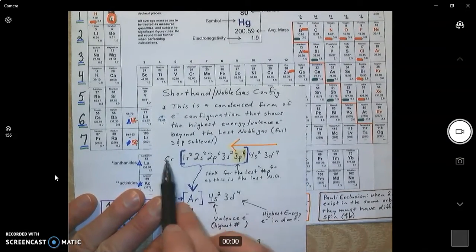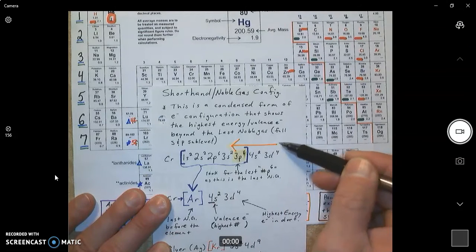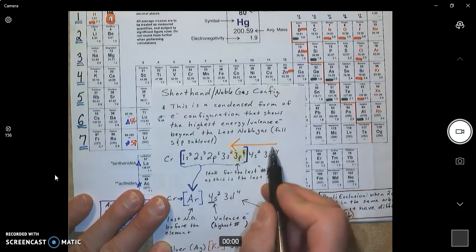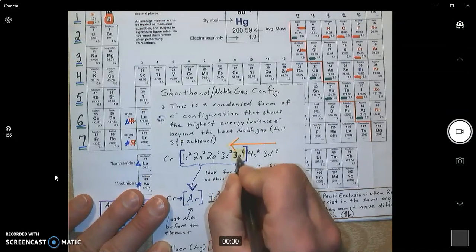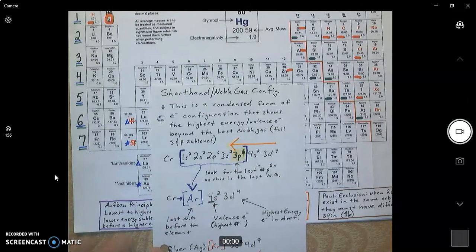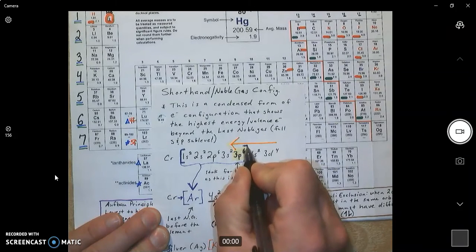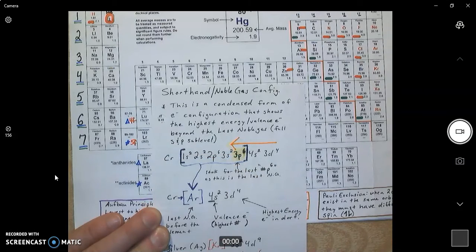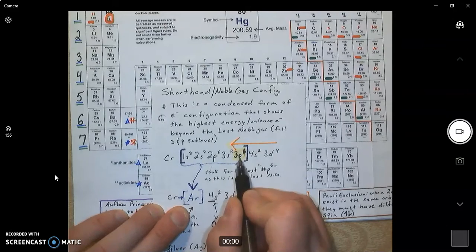First way is write out your full configuration, and then at the end, go backwards until you find your first p6. That's the key thing. Only noble gases have the p6. And then what we do is we take that whole chunk of our configuration out, and it gets replaced with the noble gas that is in that p6 location.